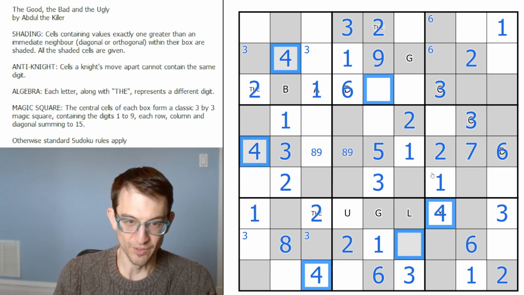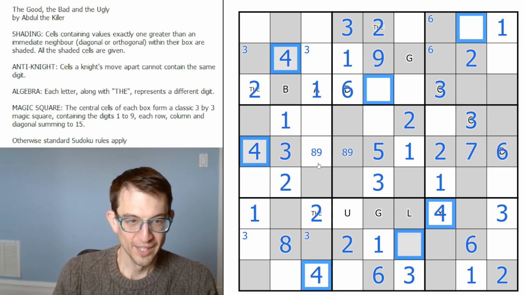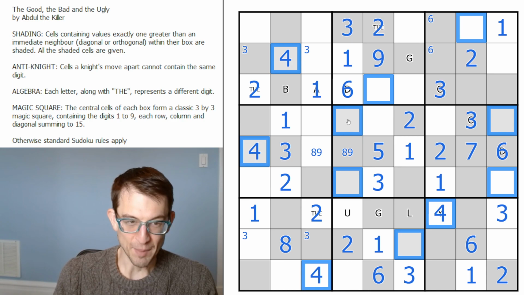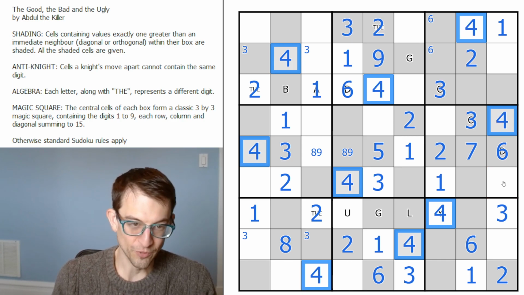And now I can probably fill in most of the 4s. Well, I can just see right here, it's not this 4. So this is just normal Sudoku, filling in where the 4s could go. So I've got this pattern here. 4 cannot go in the top left of box 5 because that's shaded and not adjacent to its 3. So that completes the 4s.